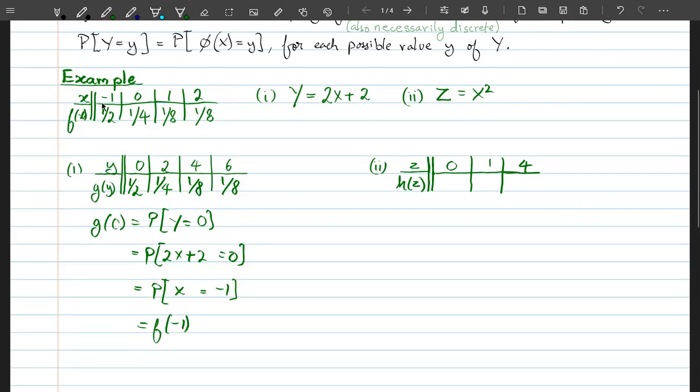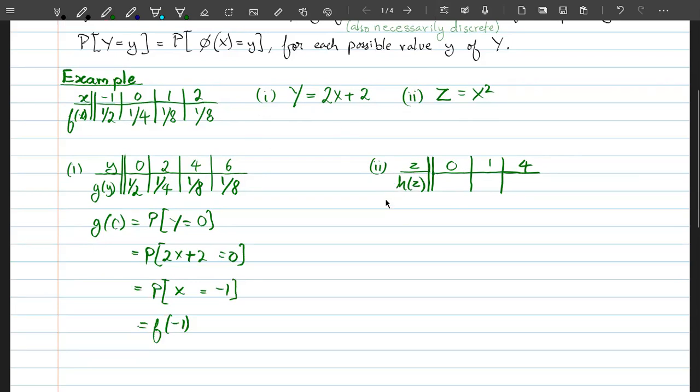So if x equal to -1, then z is equal to 1. If x is equal to 0, z is equal to 0. If x equal to 1, again z is equal to 1. So that's already covered here. We don't repeat the value when writing the function, right? 0 is one possible value, 1 is another possible value, and when x equal to 2, z is equal to 4, that's another possible value. So these are all the possible values of z.